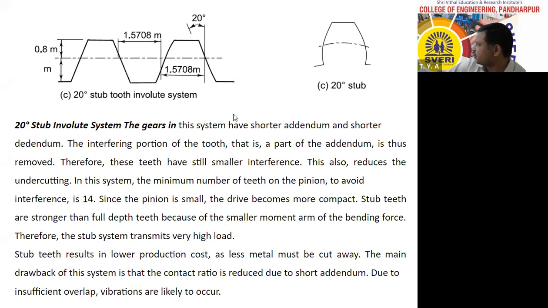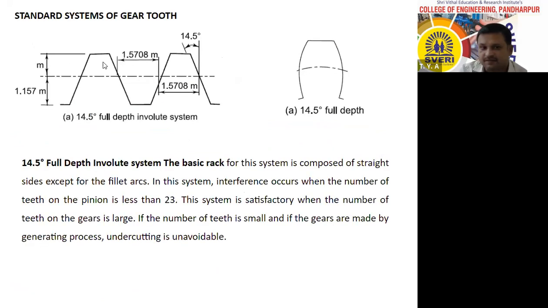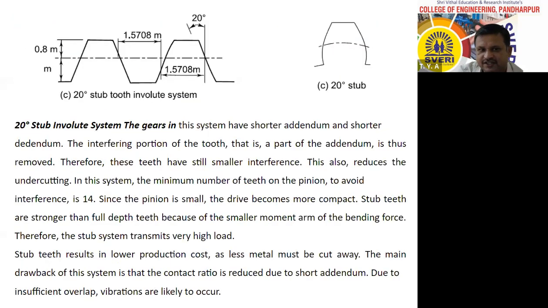That's why we have to remove the top portion of the gear tooth by the grinding process. You will see, by grinding, the addendum height is reduced. How much is the addendum height here? 0.8 module. Earlier it was 1 module. So what do we do? We remove the interfering top portion by the grinding process. You have studied the grinding process.